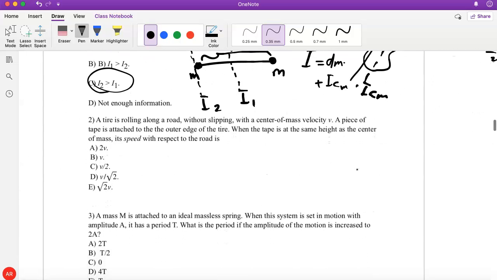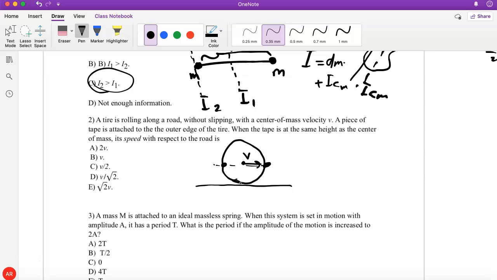Okay, let's take a look at the second question. So we have a tire rolling along a road without slipping. The center of mass has velocity v. There is a piece of tape attached to the outer edge of the tire. When the tape is at the same height as the center of mass, so it's either here or here, its speed with respect to the road is what?